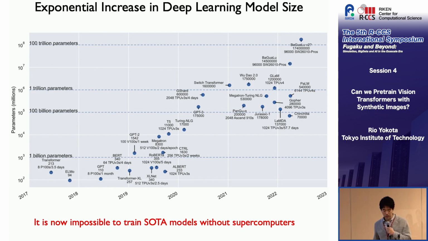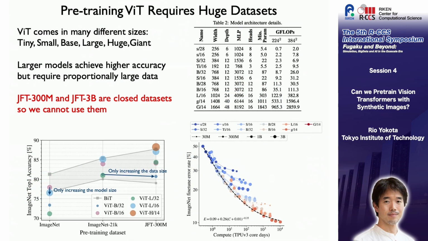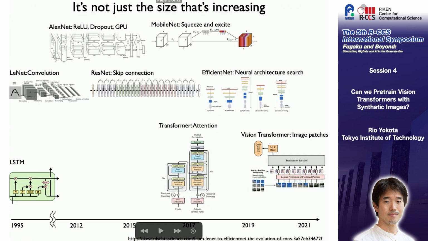So it's impossible to train such large models without supercomputers. And it's not just the size that's, oh, why is it playing a slideshow?